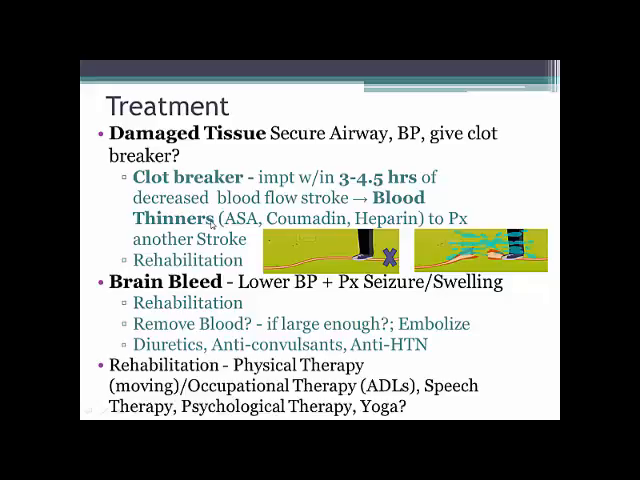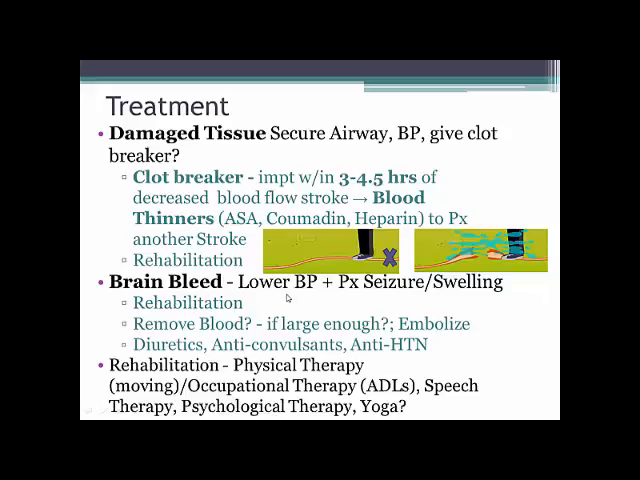There are certain contraindications, or times when clot breakers would not be allowed to be given, so that would be assessed by the physician in charge of the patient's care. The patient may also be on blood thinners to prevent another stroke, and rehabilitation is part of the protocol. We'll talk a little about what rehabilitation is in a few seconds.